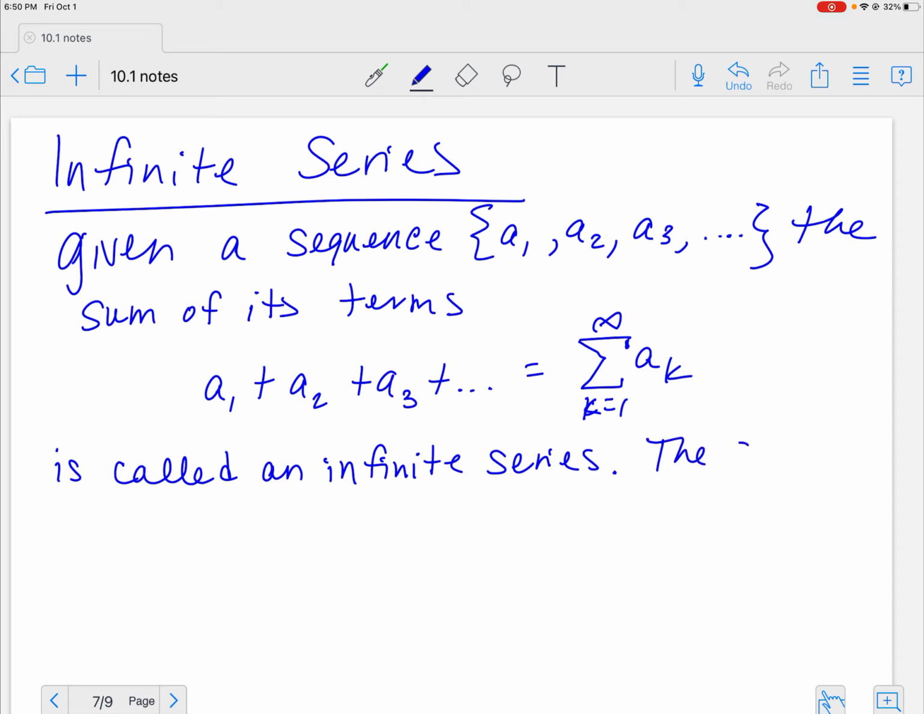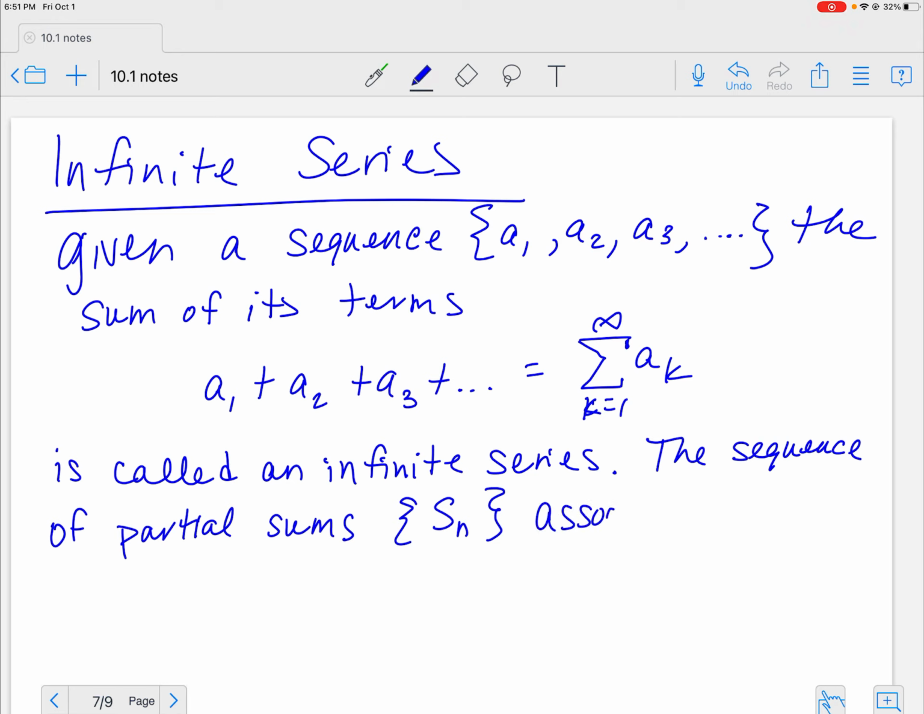So here it is. The sequence of partial sums. This is a big deal right here. The sequence of partial sums is denoted by S sub n in curly brackets. Associated with this series has the terms.